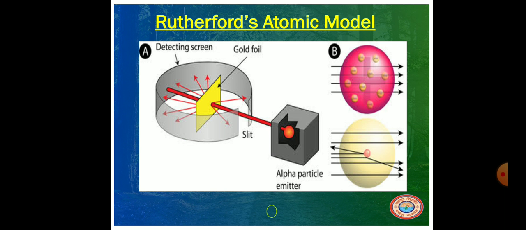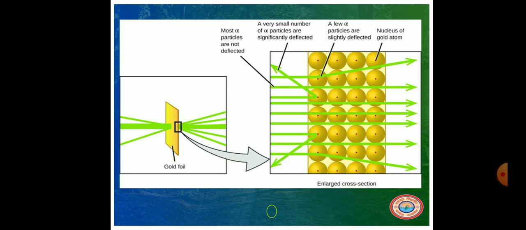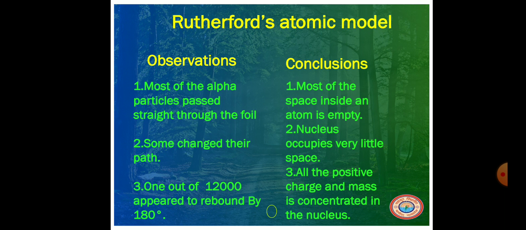Most of the particles pass straight through the foil, some change their paths, and 1 out of 12,000 alpha particles appeared to rebound by 180 degrees, that means reverse. So by these observations Rutherford concluded something. So these are the observations and conclusions of Rutherford.